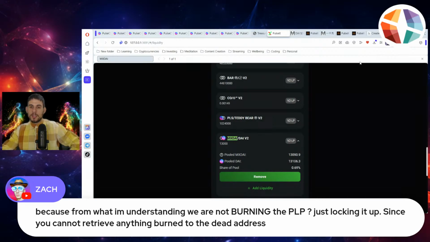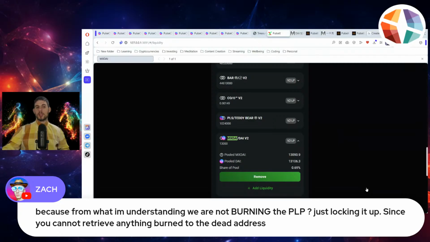Because from what I'm understanding, we are not burning the PLP, just locking it up, since you cannot retrieve anything burned to the dead address. Correct, Zach. It's kind of like you're burning it to the contract, but you can reclaim it. So it's more like a transfer than a burn. But it is a burn in the sense that it removes the token from circulating supply, but you can claim it back. So it's not a true burn. A true burn goes to the dead address, removed from circulating supply. You'll never be able to take it back out, never be able to sell it, nothing. This you can actually claim back, but it does remove it from circulating supply.